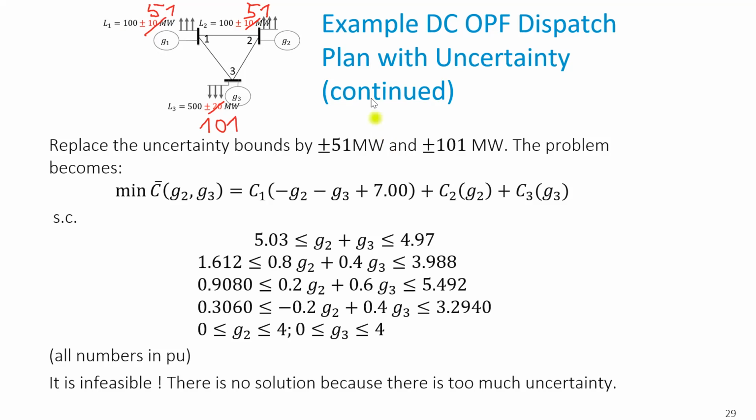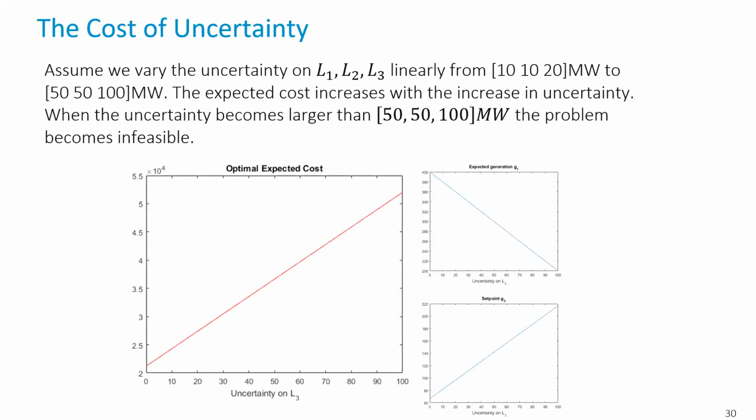Here infeasible means there's no solution. I cannot run this grid, at least not with this method, because there's too much uncertainty. It's impossible to find set points of G2, G3 that will work for all possible values of the uncertain loads in this range of uncertainty. So if we have such a large uncertainty, we will need to do smarter control, which we will see a bit later today. The smarter controls consist in not just fixing G2 and G3, but we'll talk more about that a bit later here.